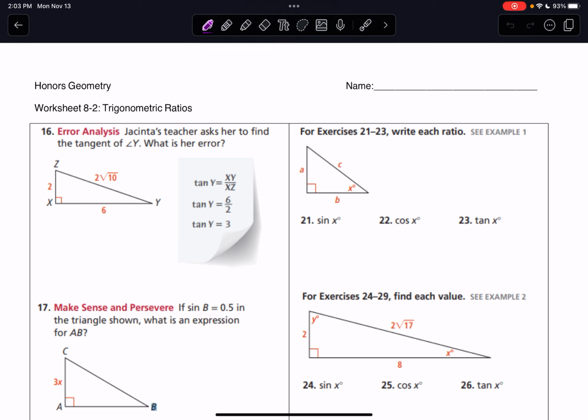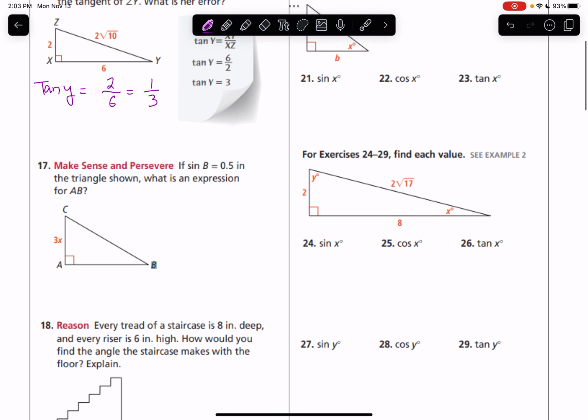What is her error? When she takes the tangent of angle y, she uses xy over xz. So she actually used the side adjacent to y over the side opposite to y. But we know that tangent is opposite over adjacent. So tangent of y is equal to opposite 2 over adjacent side 6, which is actually 1/3 rather than 3.